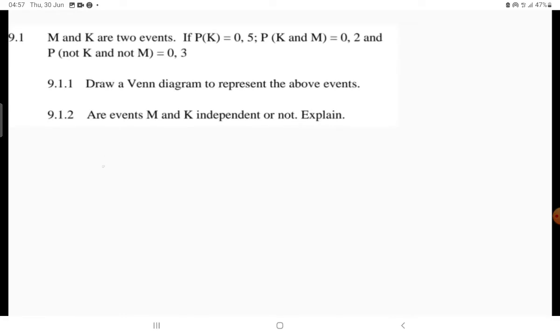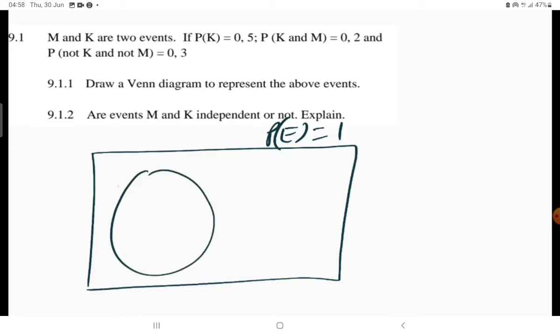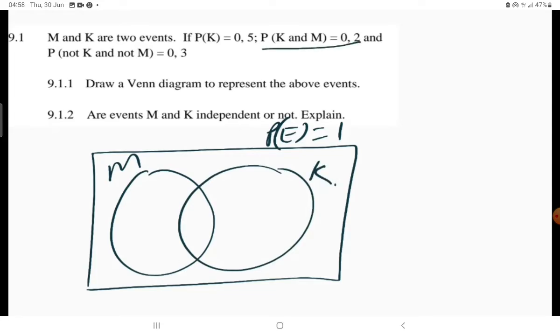So the Venn diagram is going to be something of this kind. We know that the probability of the whole sample space must be equal to 1, so everything inside it must add up to 1. So now we have the event M and event K on this side, and you can see that the probability of their intersection is 0.2, which means 0.2 would be right in the middle.